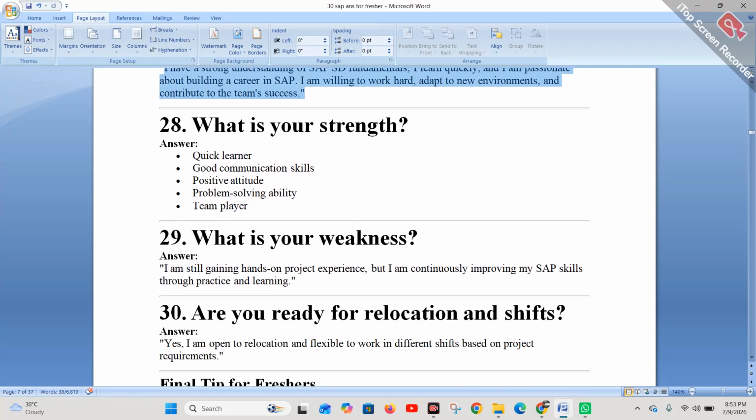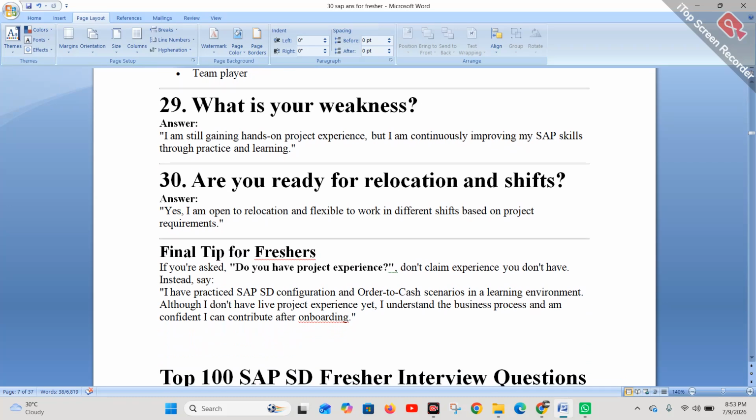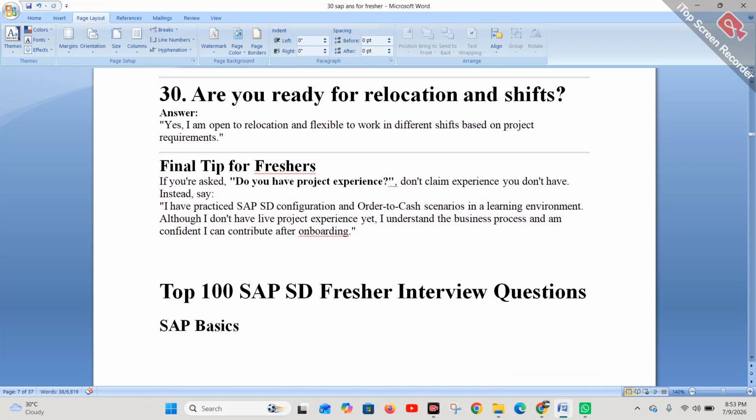What is your strength? You can give your answer. And what is your weakness. These are the general questions. But the twisting questions may ask during the interview. Are you ready for the relocation and the shift wise work? So mostly you should give the answer yes during the interview.